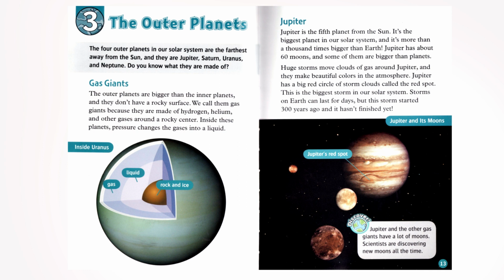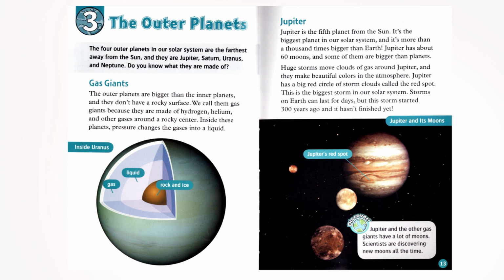Jupiter. Jupiter is the 5th planet from the Sun. It's the biggest planet in our solar system, and it's more than 1,000 times bigger than Earth. Jupiter has about 60 moons, and some of them are bigger than planets. Huge storms move clouds of gas around Jupiter, and they make beautiful colors in the atmosphere. Jupiter has a big red circle of storm clouds called the red spot. This is the biggest storm in our solar system.